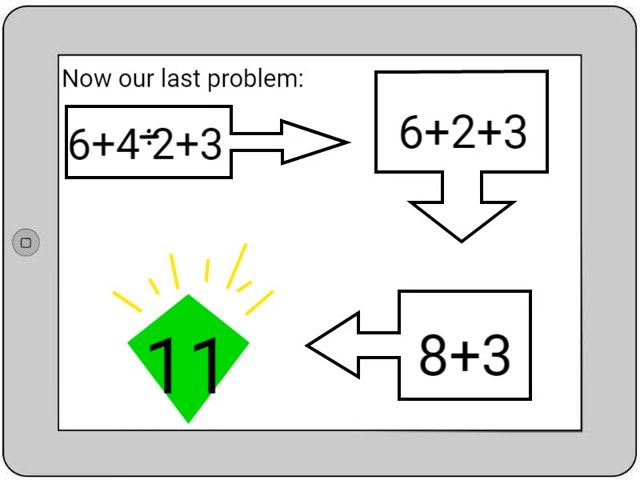Now, our last problem. 6 plus 4 divided by 2 plus 3. Then, it's 6 plus 2 plus 3. Now remember, it's left to right. Now, it's 8 plus 3, which equals 11.